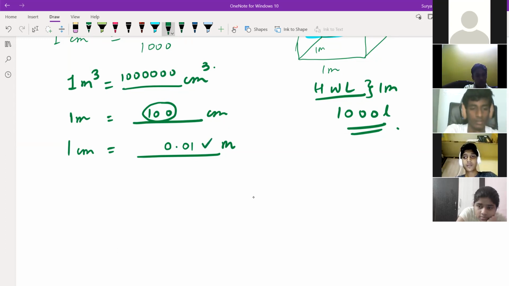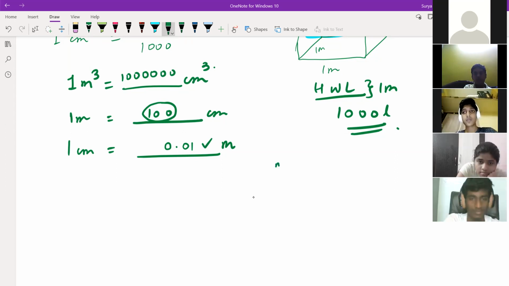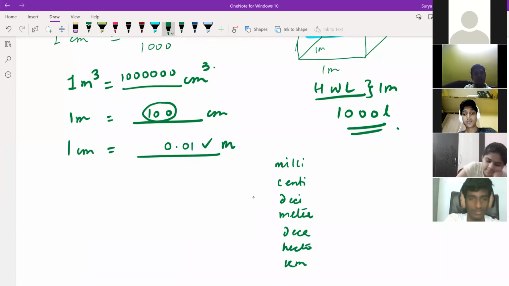See, children, if you don't know, try to understand here. You should remember like this: milli, centi, deci, meter. Then deca, hecto, kilometer. Instead of meter, you can remember gram also, or liter also. Milliliter, centiliter, anything like this.